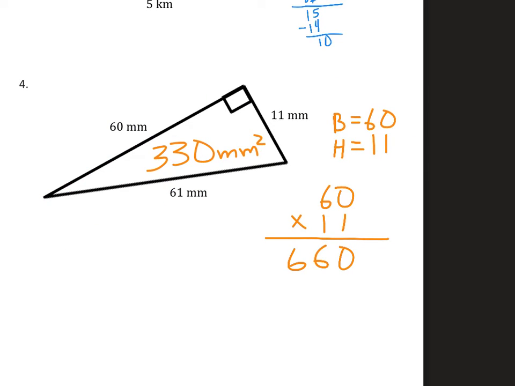Number 4, pretty simple one. I did 60 as my base and 11 as my height, but really doesn't matter the order as long as it's the two sides with the right angle. Just 660, because 6 times 11 is 66 with a 0. And then dividing that by 2 would just be 330. So 330 millimeters squared is the area for number 4.